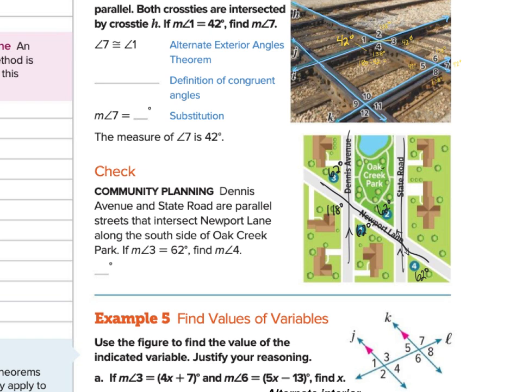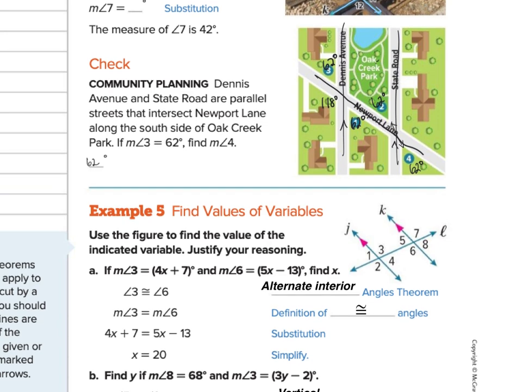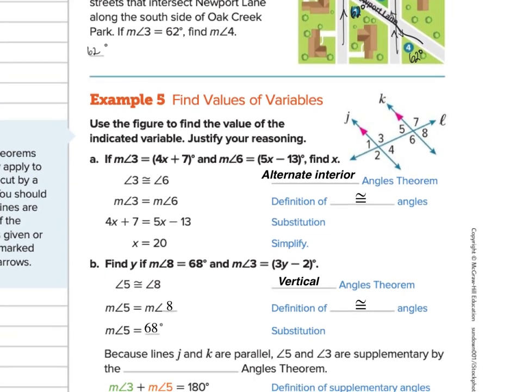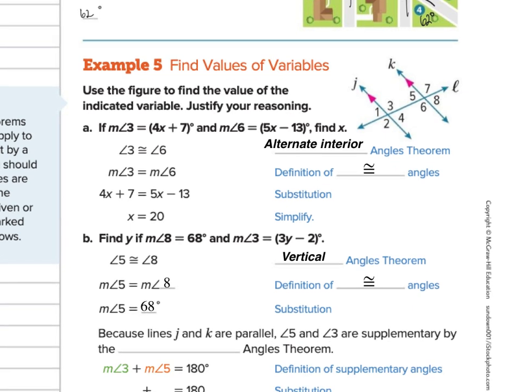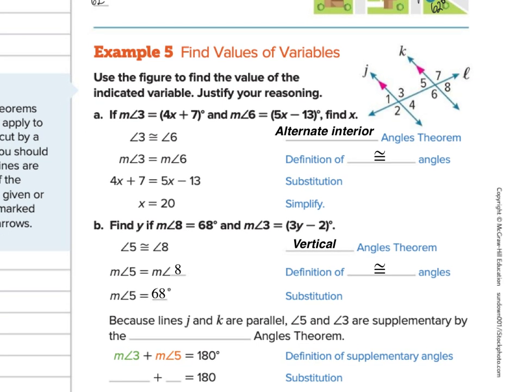So what is the measurement of angle 4? And we were able to determine that is also 62 degrees. So different ways to use the definitions to get the absolute correct answer. Here, this is really what we're going to do a lot of, these kind of problems. Use the figure to find the value of the indicated variable. Justify your reasoning. Not worried about thinking. Let's just think about this problem.